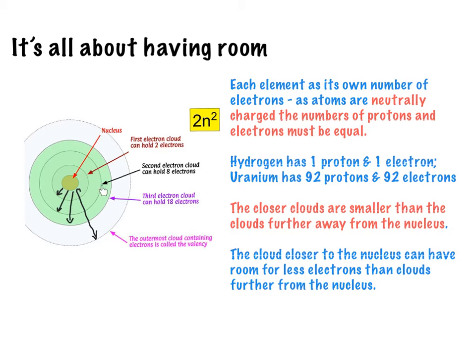number of the shell. So if we come into this one, which is our first shell, that would be 2 times 1 squared, or 2. So this first one has 2, that's where that comes from. So just to write that down for those who are not really happy, 2 equals 2 times 1 squared.